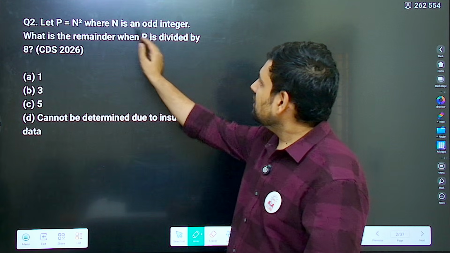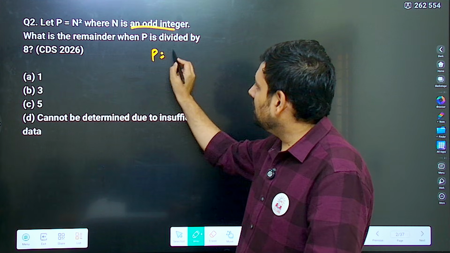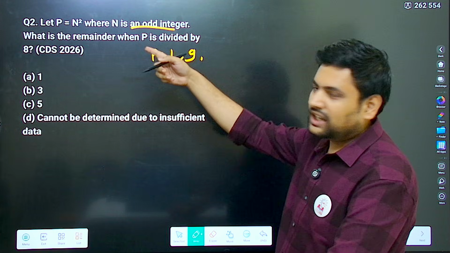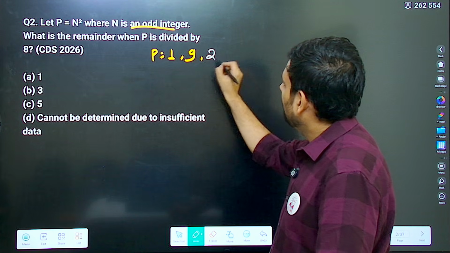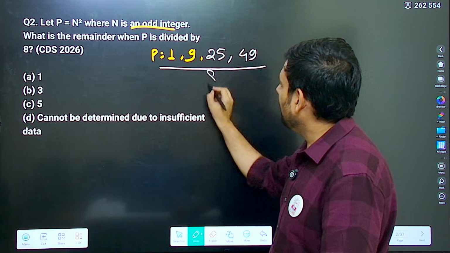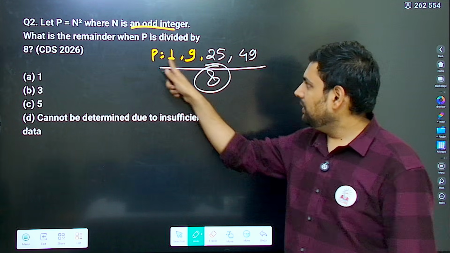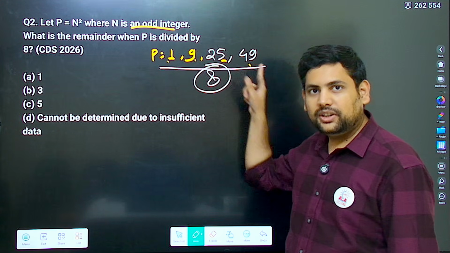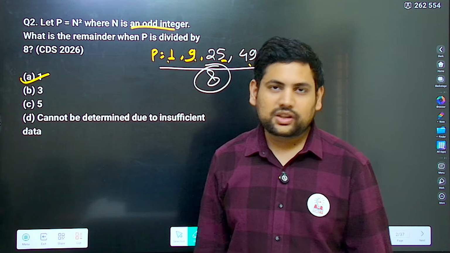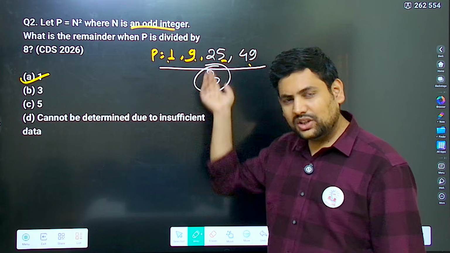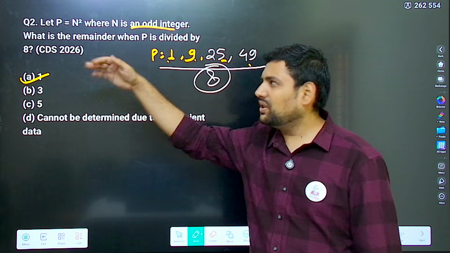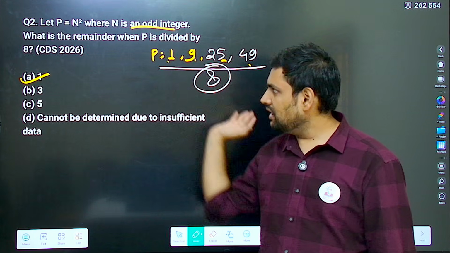For example, here n is an odd integer, so I take n equal to 1. P becomes 1. If I take n equal to 3, an odd integer, then p becomes 9. If I take 5, square is 25. Then next would be 7 square is 49. What am I getting if I divide them by 8? Remainder 1, remainder 1, remainder 1, remainder 1. 1 is the answer. I am not even going into detail of how this comes about. Not important for us. Only check for 3-4 numbers like this. If you're getting the same result, you just mark it correct. Why? When there are general terms like this, p equals n square, n is any odd integer, then let's check for 3-4 of them.